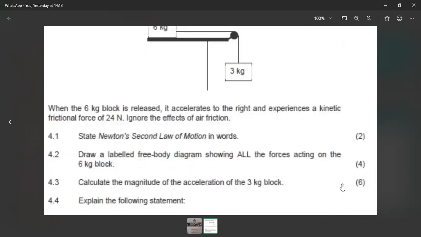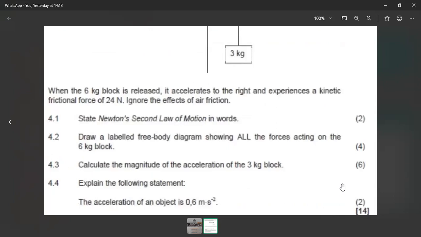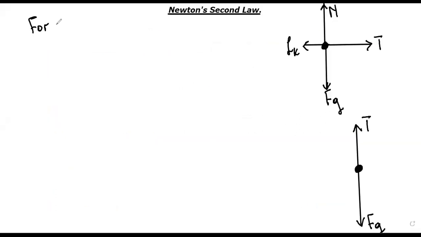So what is the concept? We apply Newton's second law to each of these two blocks separately. So let's go and do exactly that. So we start with the 6 kg block. We tell them. So here we focus on the 6 kg block.